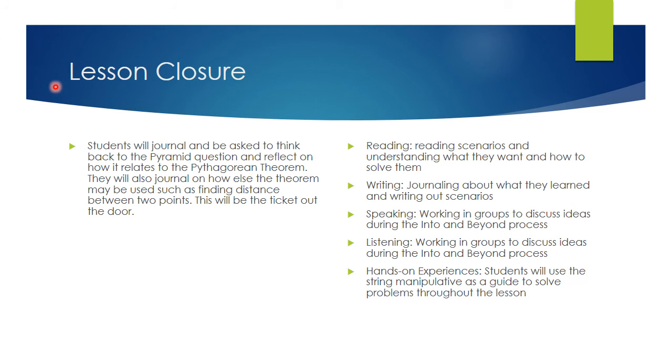To close out the lesson, students will be asked to journal. They will start out by being asked to think back to the pyramid question and journal and reflect on how it relates to the Pythagorean theorem. They will also journal on how else the theorem may be used, such as finding distance between 2 points. This will serve as a way to connect today's lesson with the next day's lesson. These journals will also be used as a ticket out the door.